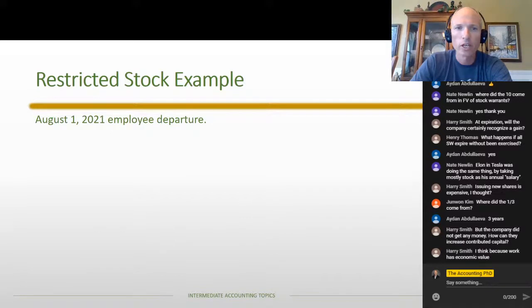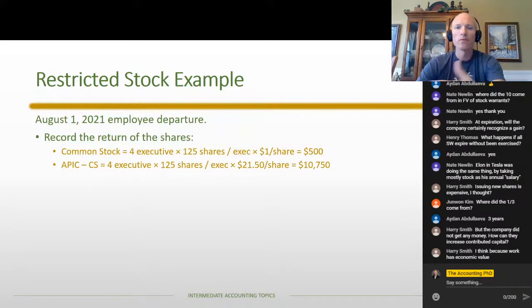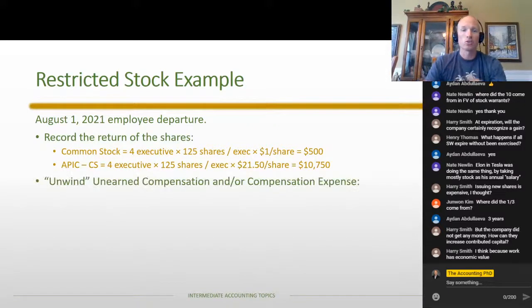So another employee leaves, so we have to record the return of the shares. Again, 4 executives, 125 shares, $1 per share for $500. The amount above the par value is our APIC common stock account. Same calculation as we had done before, but instead of 7 employees, of course, it's only 4 employees. So we're returning the shares out of the trust. Then the second half of that is to unwind our unearned compensation or compensation expense.